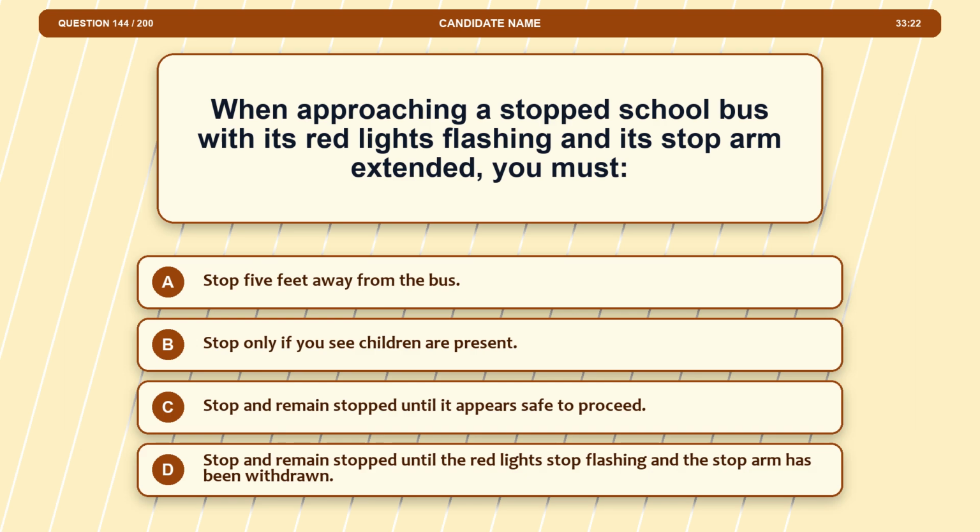Question 144. When approaching a stopped school bus with its red lights flashing and its stop arm extended, you must: Option A. Stop 5 feet away from the bus. Option B. Stop only if you see children are present. Option C. Stop and remain stopped until it appears safe to proceed. Option D. Stop and remain stopped until the red lights stop flashing and the stop arm has been withdrawn.